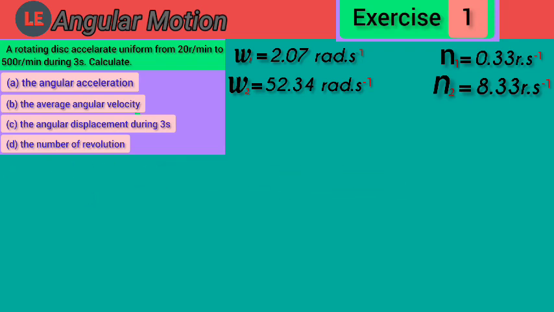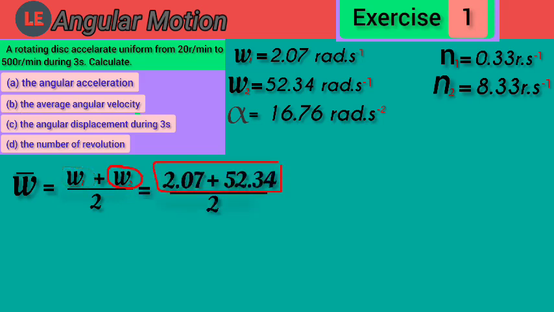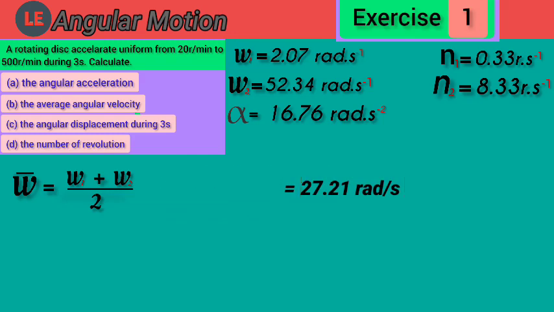Now we have to find the average angular velocity, that is what the statement said. For average angular velocity, we just take the initial and final angular velocity, add them together like this and divide by 2. That is 2.07 plus 52.34 all divided by 2. We get average angular velocity to be 27.21 radians per second.